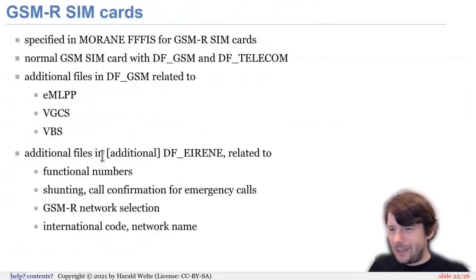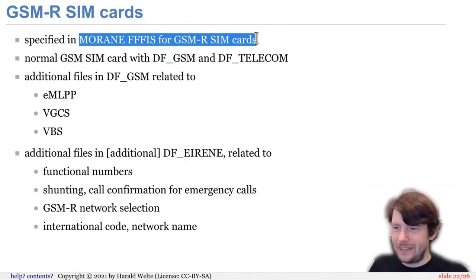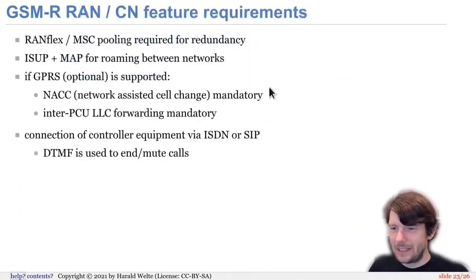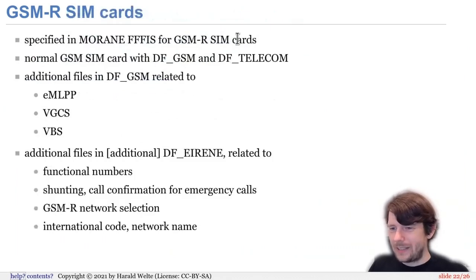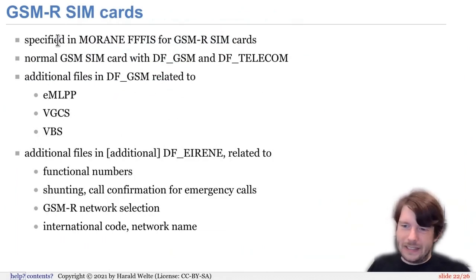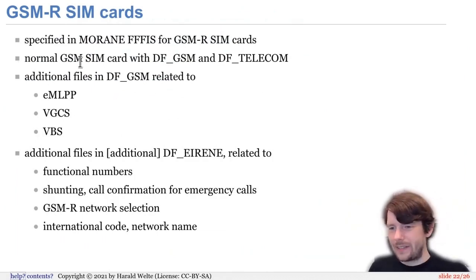The MORANE FFFIS for GSM-R SIM cards, that's like the name of the spec. They don't have easy numbers like in the GSM or 3GPP world. So if you look into that spec, then it will define sort of how a GSM-R SIM looks like. It's a normal GSM SIM card, classic SIM, not a UICC, with DF GSM and DF Telecom.